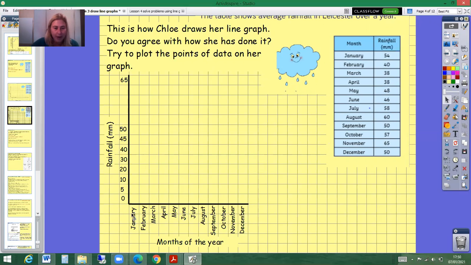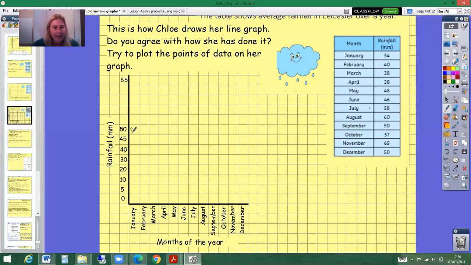Okay, so Chloe, you might have noticed, has labelled the spaces, which makes it really hard to plot the points of data, because if I wanted to plot January, which is 54, I don't quite know where I'm meant to plot January, because that whole space is January. So am I meant to put my dot sort of on this side of the square, or in the middle, or on this side, because then it would be February. This line, it would be a bit unclear which one was January or February.